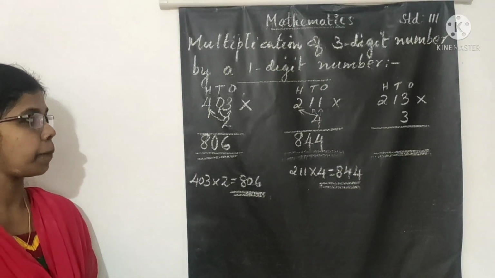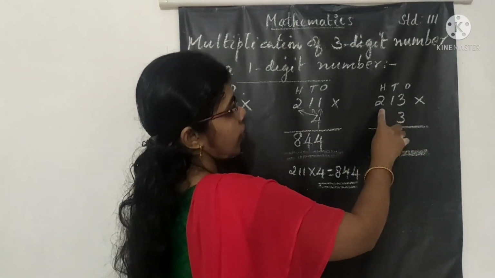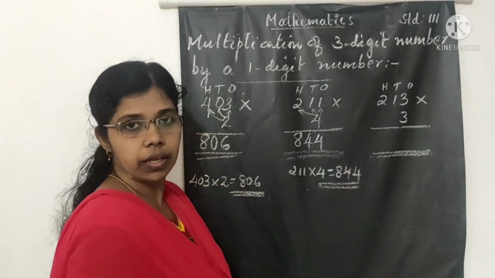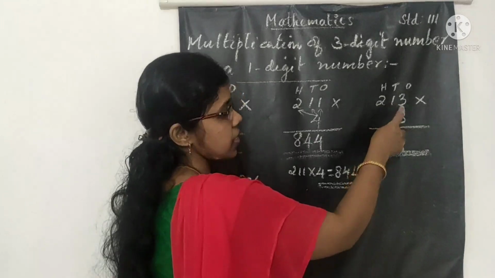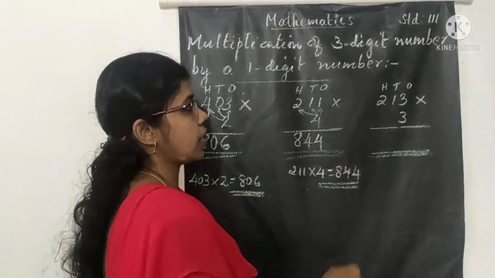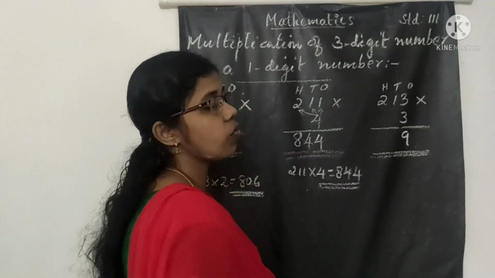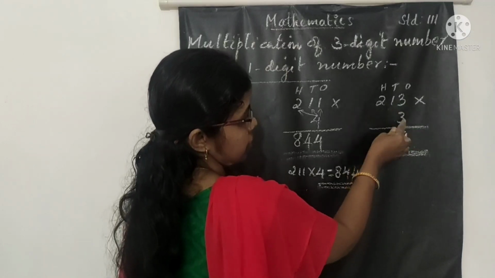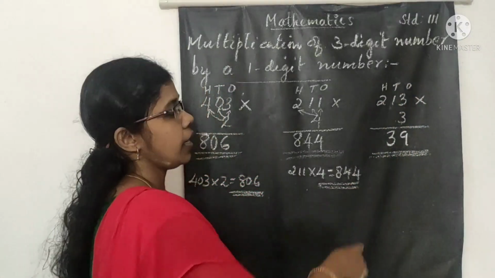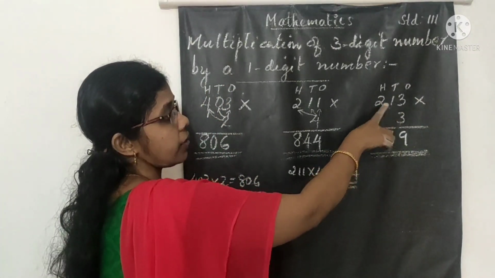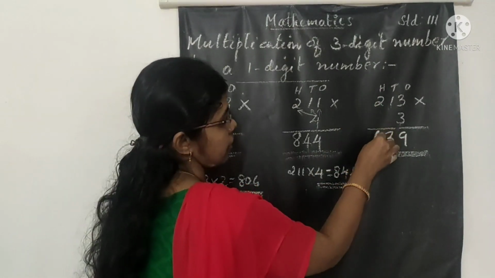844. Okay, clear? Then for the last question, 213 multiplied with 3. First 3 multiplied with the ones place, then 3 multiplied with the tens place, then 3 multiplied with the hundreds place. 3 into 3, 3 3s are 9 ones. Then 3 into 1, 3 tens, write in the tens place. Next 3 into 200. 2 3s are 6. That is 600. 600, write in the hundreds place.